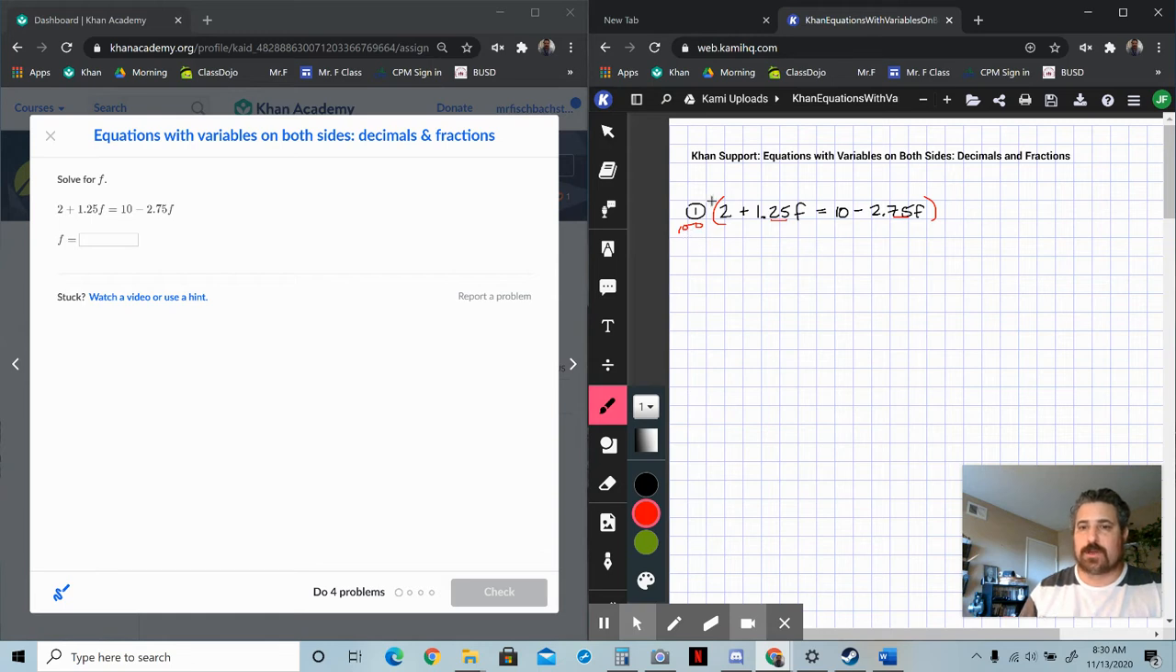Since you're multiplying the value on the left and the value on the right, you're going to distribute through all of those, which means every single term gets multiplied by 100. That's the really big key there. Make sure you multiply every term across the entire equation by 100. So 2 times 100 is 200. 1.25f times 100 is 125f, so we're going to add that 125f. And then over here, 100 times 10 is going to be 1,000, and 100 times negative 2.75f is going to be negative 275f.